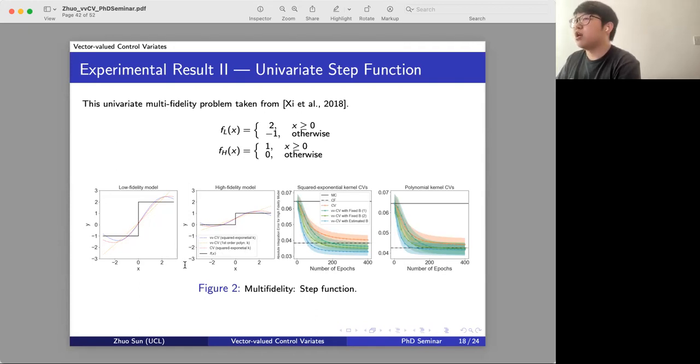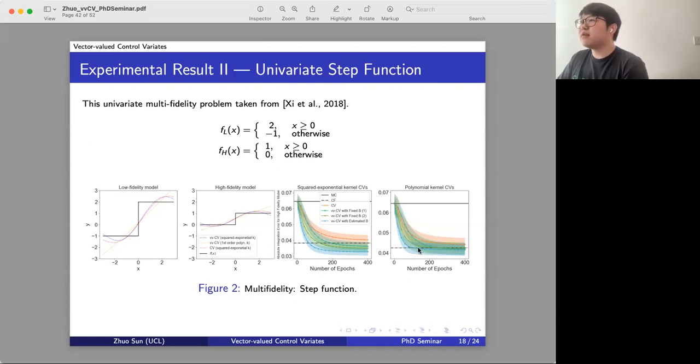In these two plots, we can find that of course the choice of base kernel K matters, because if you look at this polynomial kernel here, it's just a straight line and the fitting is very poor. The second point is that the VVCV, when using the same base kernel, the squared exponential kernel K, still provides a better fit than the scalar-valued control variates.